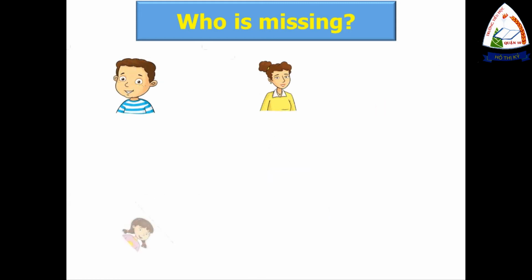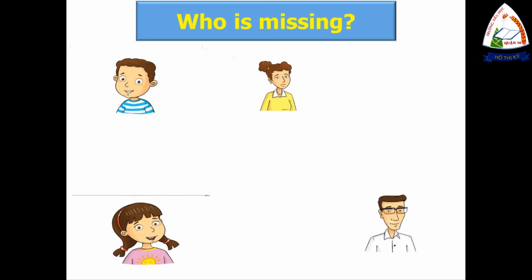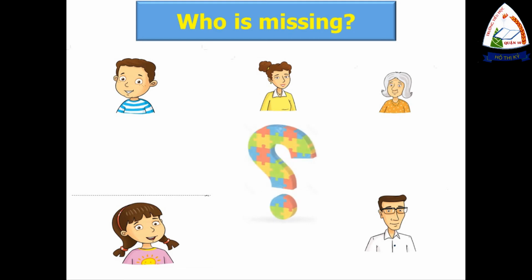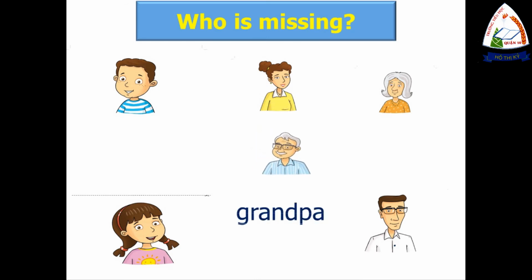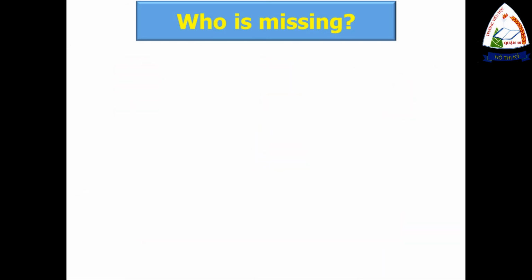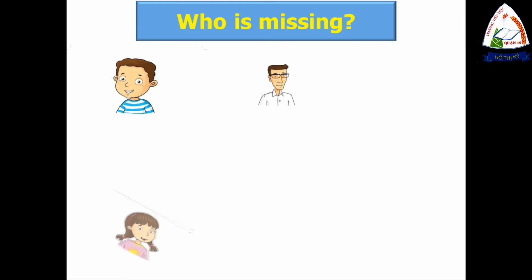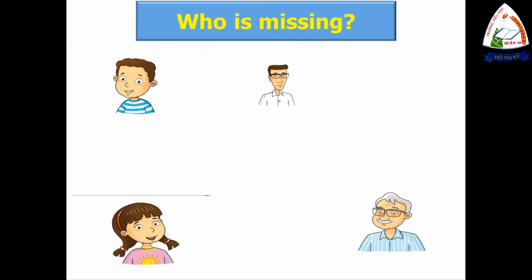Brother, Mom, Sister, Dad, Grandma. So, good job, Grandpa. Brother, Dad, Sister, Grandpa, Grandma. So, who is missing? Good, Mom.